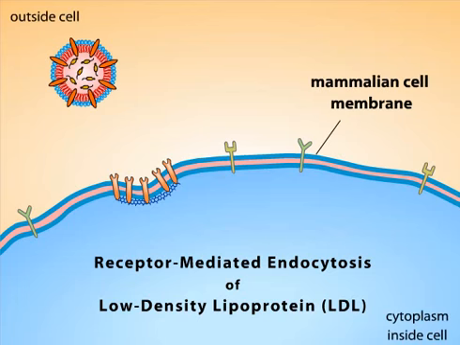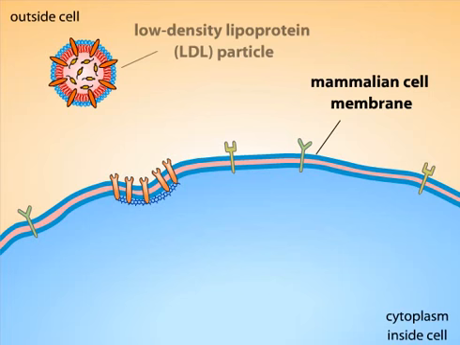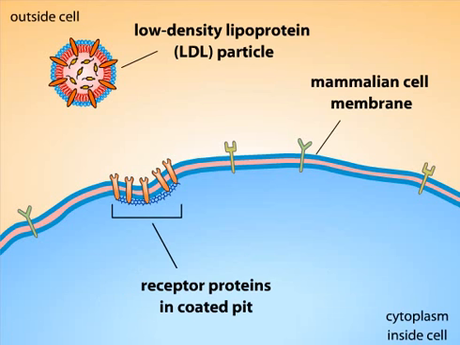In this example of receptor-mediated endocytosis, a cell takes in a particle of low-density lipoprotein, or LDL, from the outside. To do this, the cell uses receptors that specifically recognize and bind to the LDL particle. The receptors are clustered together.